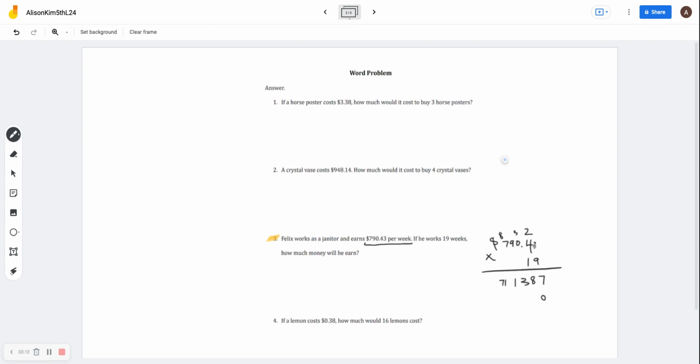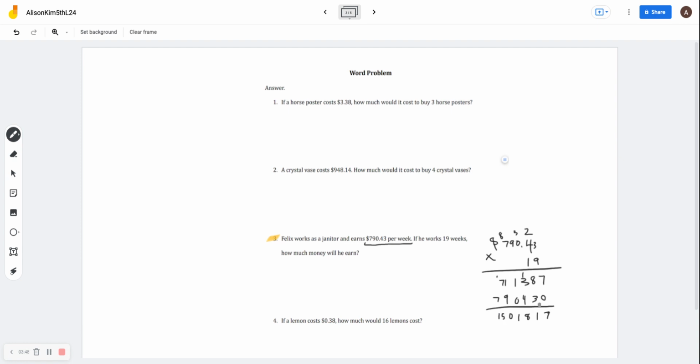So 1 times 3 is 3. 1 times 4 is 4. 1 times 0 is 0. 1 times 9 is 9. And 1 times 7 is 7. Now we just add. So 7 plus 0 is 7. 8 plus 3 is 11. Bring down the 1, bring up the 1. 4 plus 4 is 8. 1 plus 0 is 1. 1 plus 9 is 10. Bring down the 0, bring up the 1. 7 plus 7 is 14. 14 plus 1 is 15.